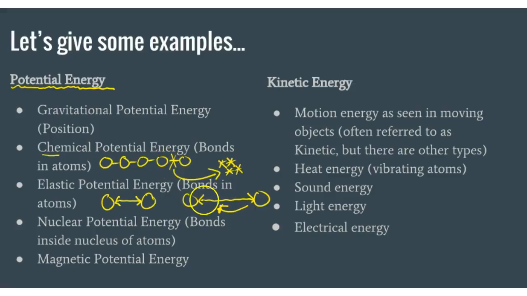Elastic potential energy, we put energy in to pull them apart. And as soon as we release them, they fall back together again, and that energy we put in is released again. Now, the last two types I'm going to tell you about are nuclear and magnetic.